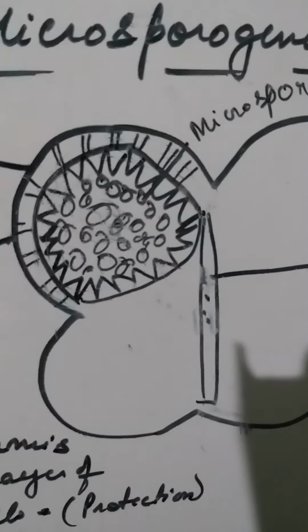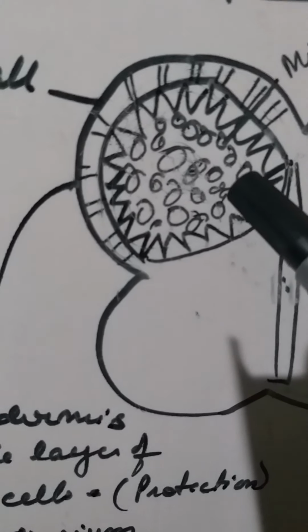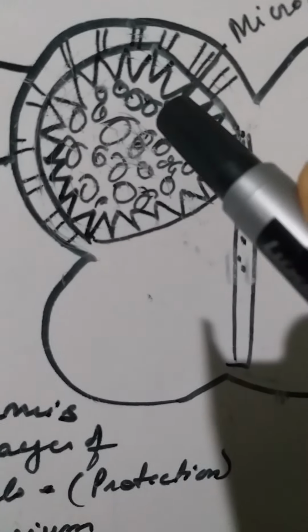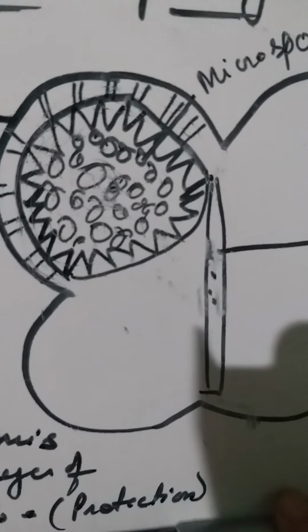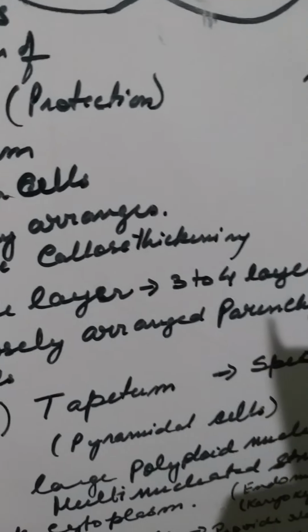Okay, so in the next part we would be dealing with microsporogenesis in detail at the genetic level. This is a gross outside structure. You go through it properly and then we'll come to the next part.